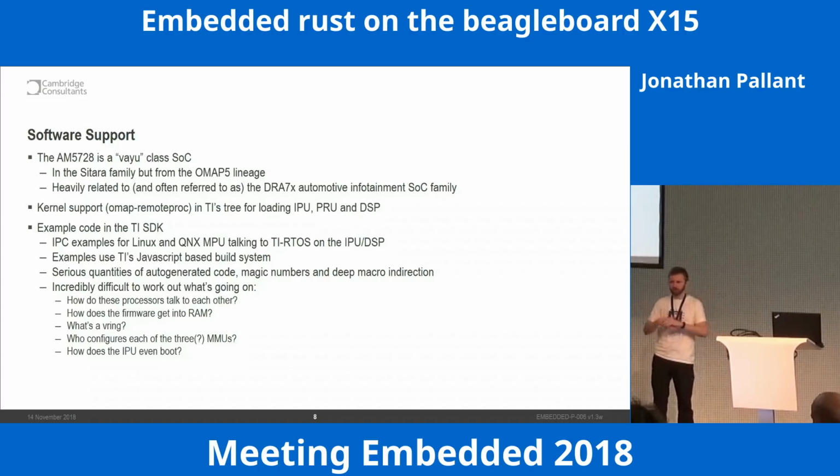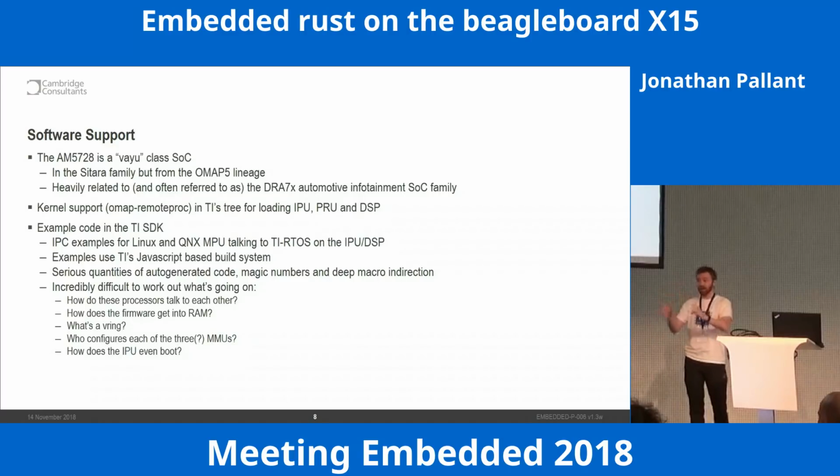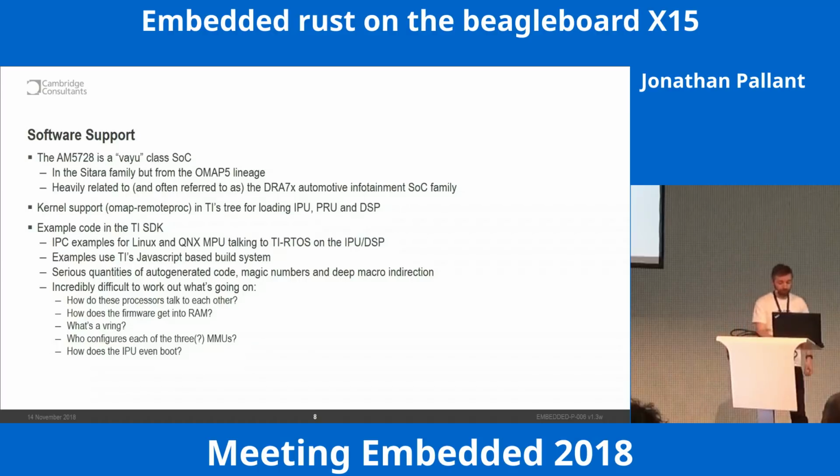How do these processors talk to each other? Where does the code come from? What is a vring? What am I doing with all these memory management units? Because there's a lot of memory management units. Like, how does the Cortex-M4 even boot? I understand how to boot a normal Cortex-M4. I put some firmware in Flash, and I have an interrupt vector table at address 0, and you have a stack pointer, and a reset vector, and some interrupt vectors. And I understand that. I went through the disassembly of the code they generated. I couldn't find that, I'll be honest.